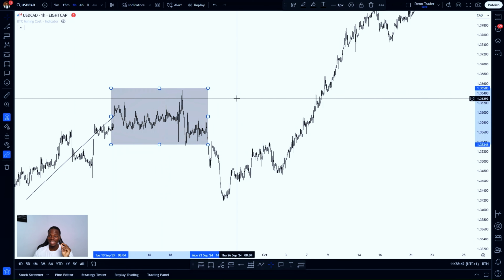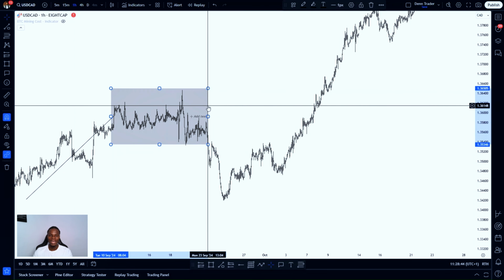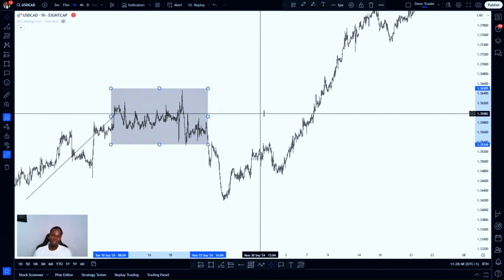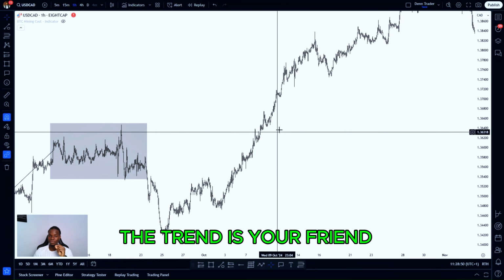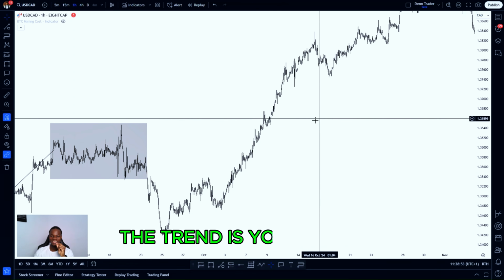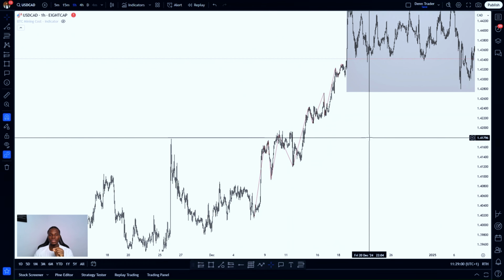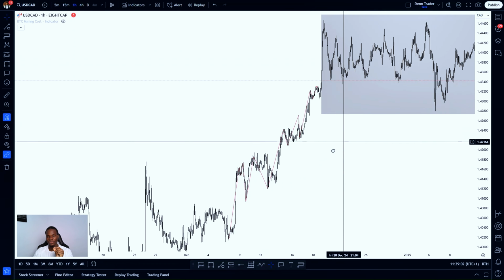So market structure is key because it tells you what the market is going to do next, right? It tells you where to take your trades from and how to go with the flow. Because there's a saying, the trend is your friend. Never forget that, because the trend is actually your friend. Moving on, I'm going to show you the trade on Euro AUD so we can end this video there.